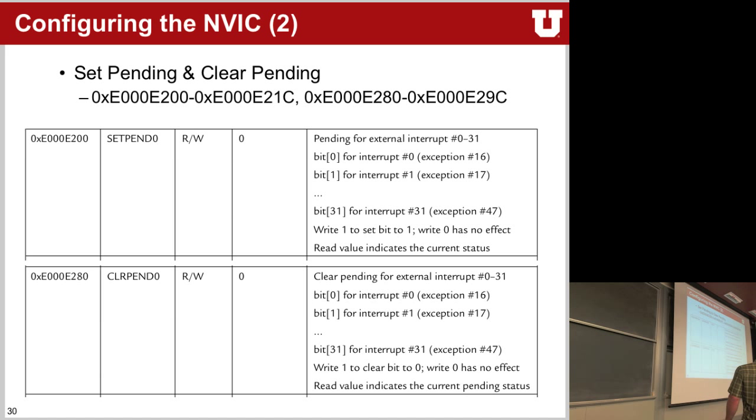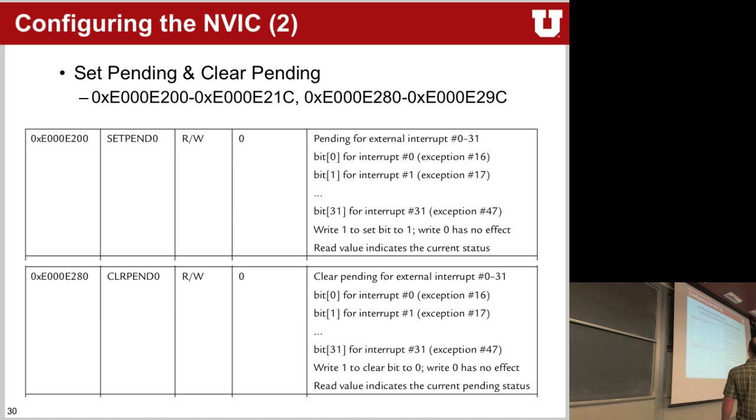So this says at E200, bit 0 will be interrupt 0, which is exception 16. And we will see the mapping in a second. The table is coming up for a while. And then at 204, bit 0 would be interrupt 32, exception 48, right? And then it just keeps going and going and going. So there are a whole bunch of these registers.